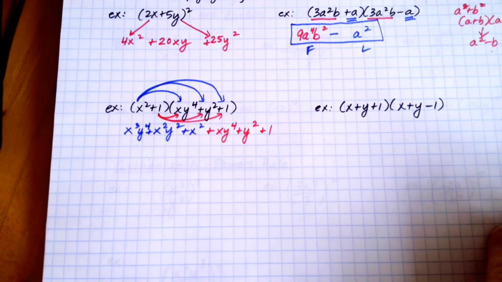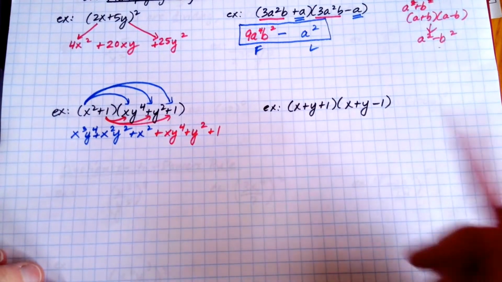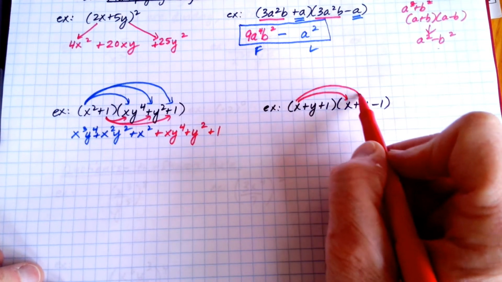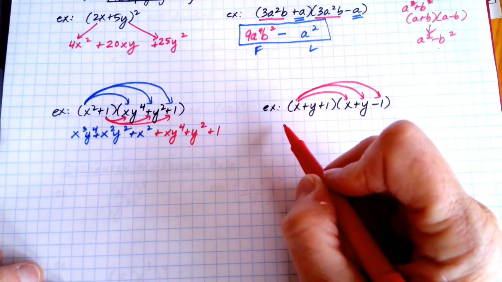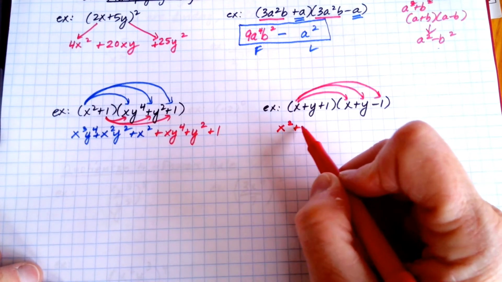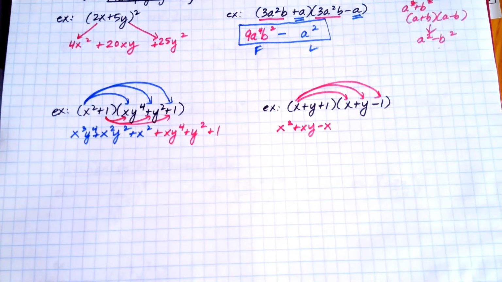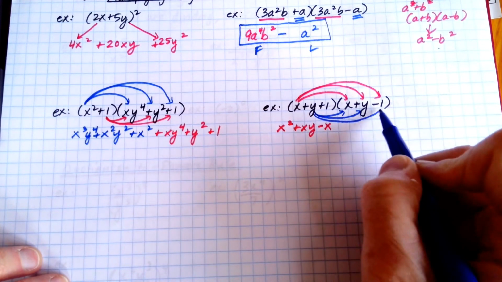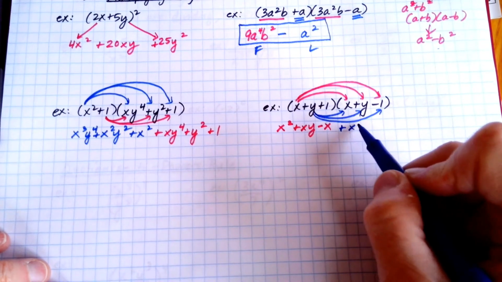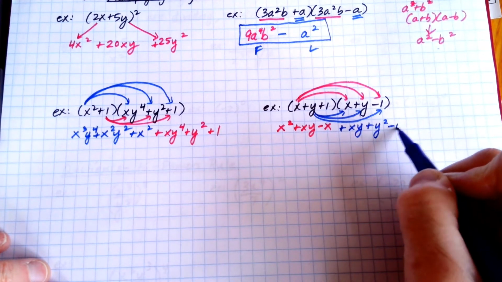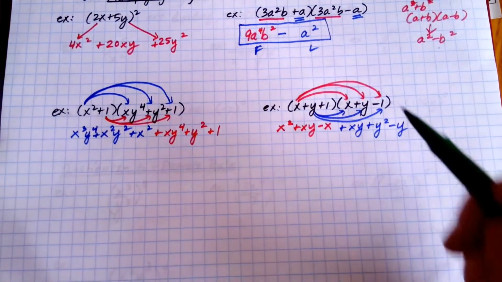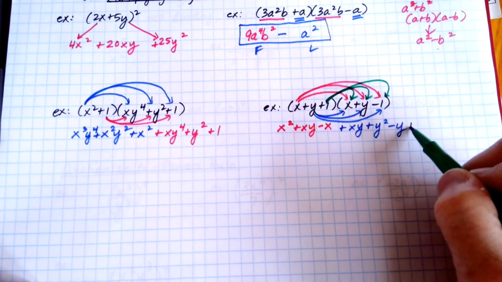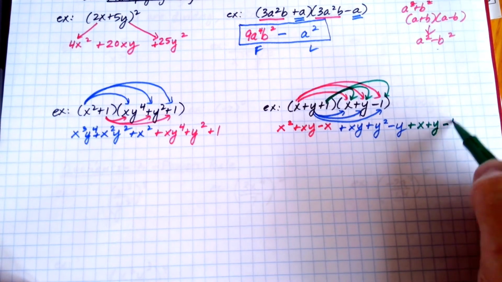Okay? This last one's more of a challenge problem just for fun, but this is a trinomial times a trinomial. So you're going to take the first term and multiply it by each term in the other parenthesis. So you're going to get x squared plus xy minus x, and then you're going to take the middle term and multiply it by each term in the other parenthesis. So you're going to get plus xy plus y squared minus y, and then you're going to take the last term. I'm running out of room here, but I'm going to take the 1 and multiply it by each term, and I'm going to get plus x plus y minus 1.